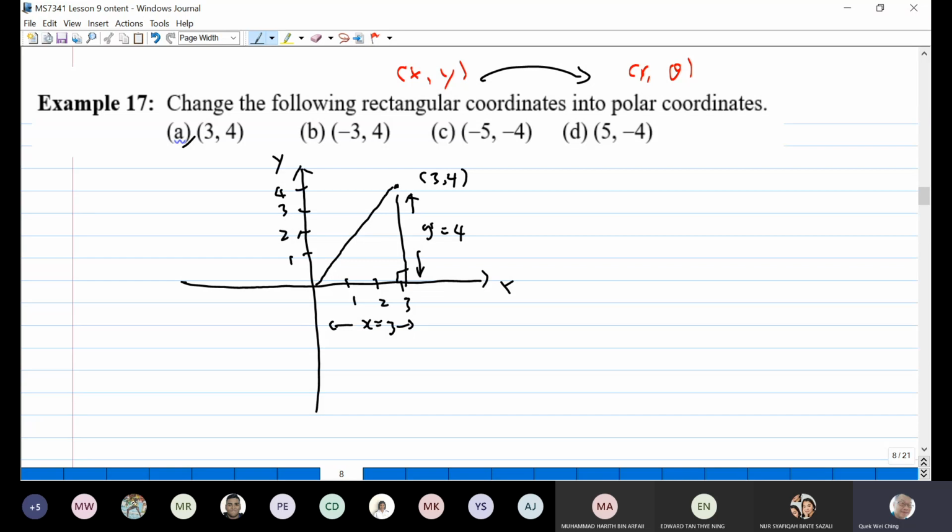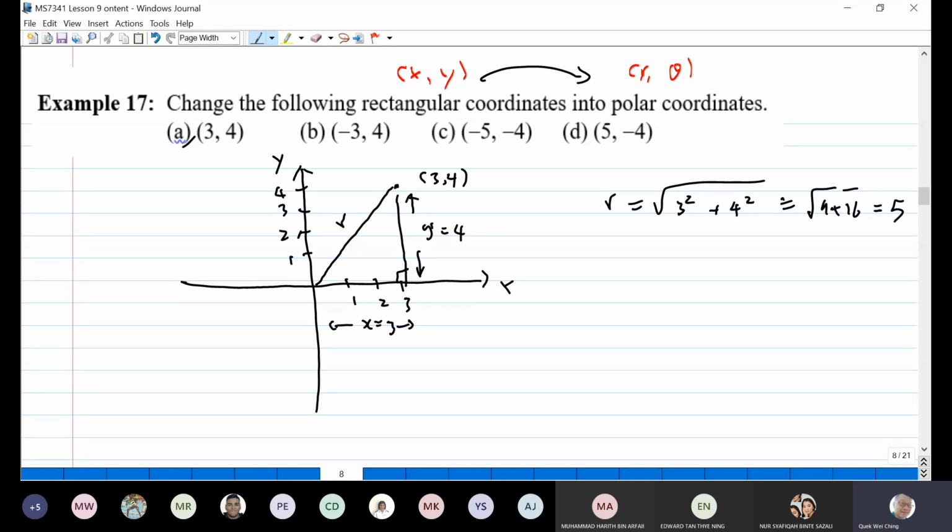Okay, what is r now? R is the distance from the origin to the point. So from here, using right angle triangle, r is equal to square root of 3 square plus 4 square. Okay, this right angle triangle here. So you get square root of 9 plus 16, you get 5.